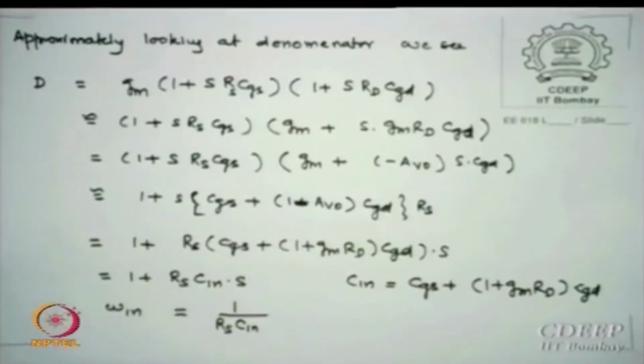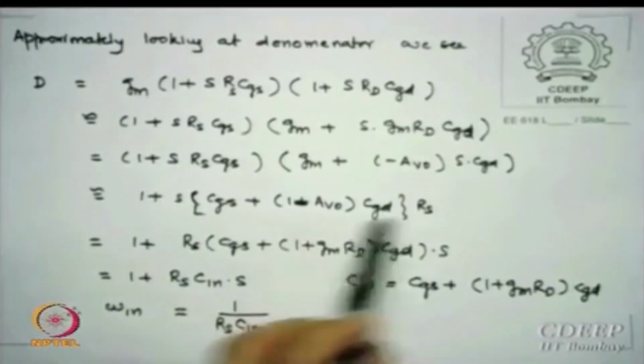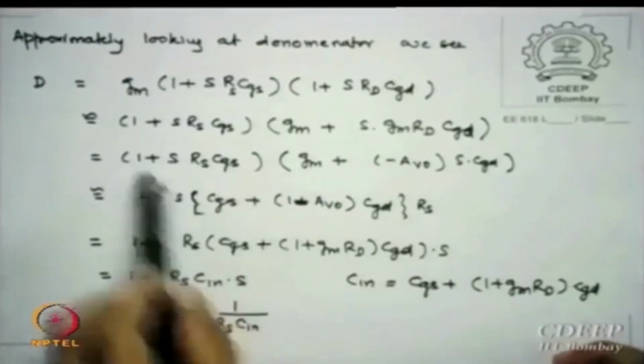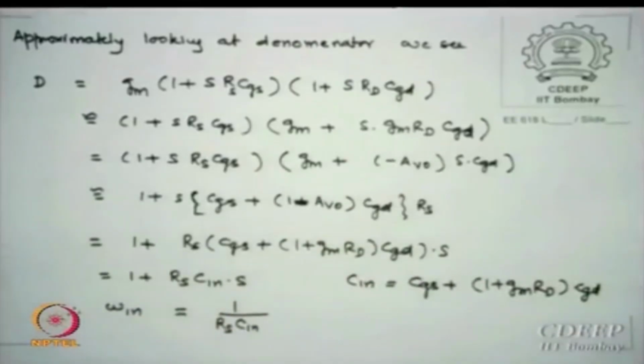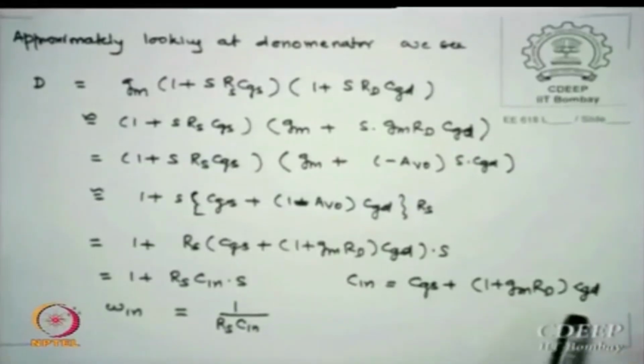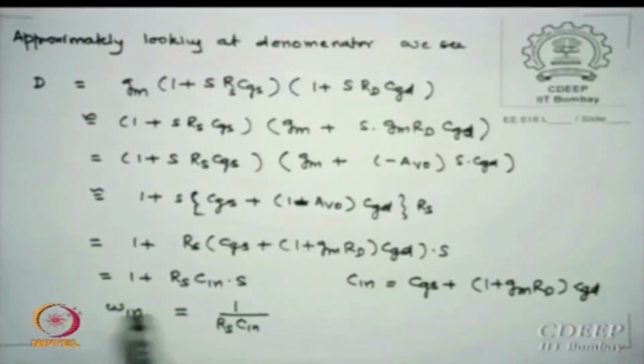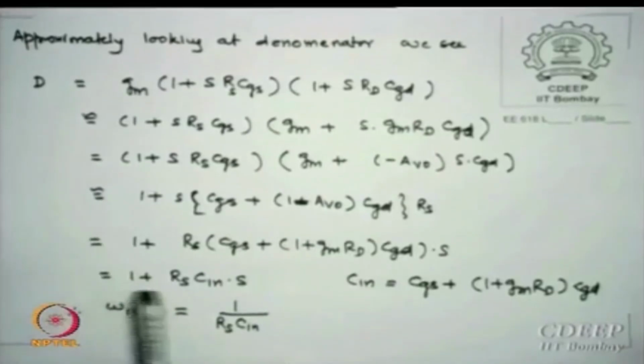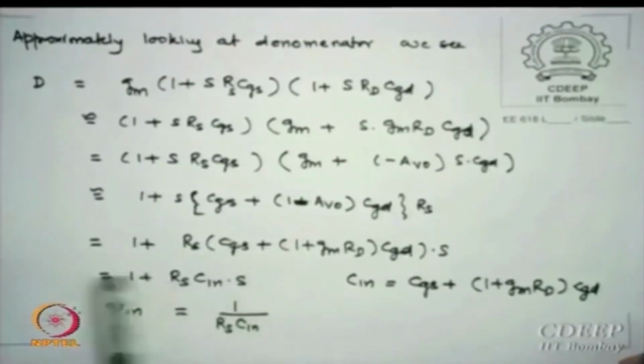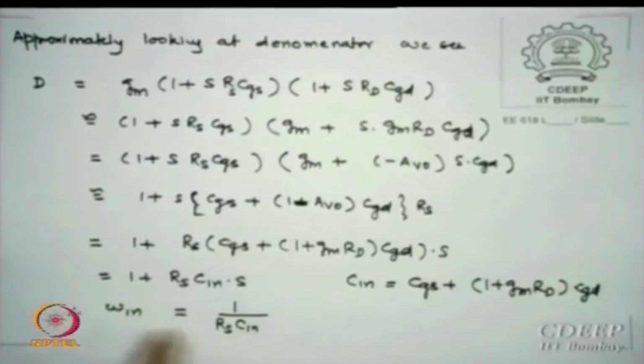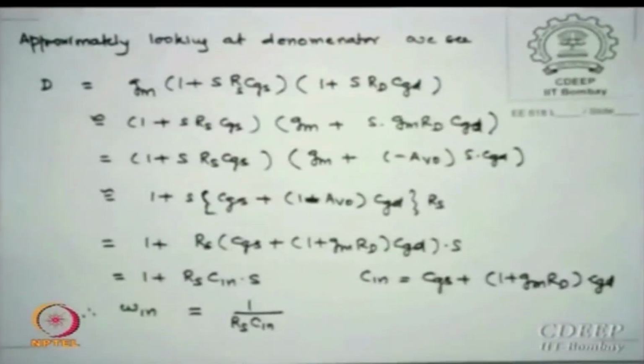And what is being neglected here? We are trying to say S square terms are much smaller. Right now I kept everything. Only afterwards when I expand, I leave S square terms, and if I get this term then I get this 1 plus RS C in. If CGS plus 1 plus Gm Rd times CGD is C input, then the pole, this D is equal to 1 plus RS C in S. If this is higher than 1, this is essentially a pole which is RS C in.